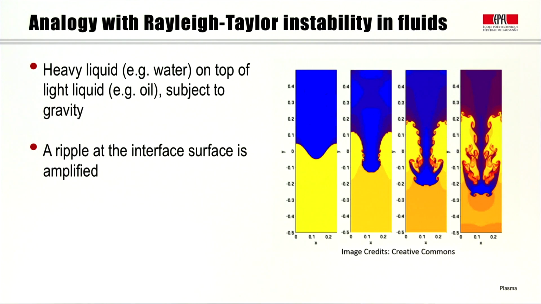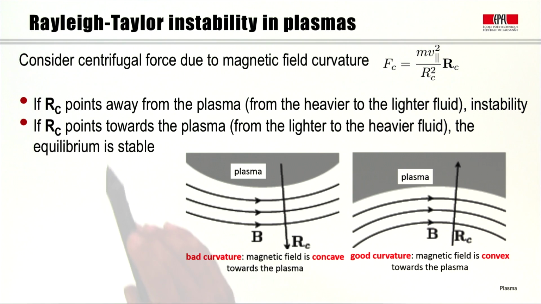Now, the most common example of Rayleigh-Taylor instability is the Rayleigh-Taylor instability in fluids. Here we have a simulation that shows the development of the Rayleigh-Taylor instability when we have a heavy liquid, water, in blue, that sits on top of a light liquid, oil, in yellow, subject to gravity. We have an initial ripple at the interface surface, and we see that as a function of time, this ripple is amplified.